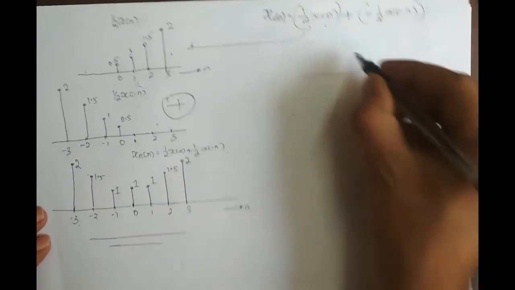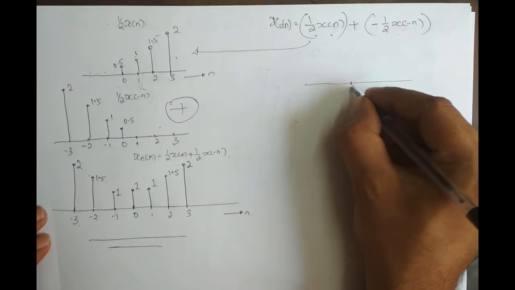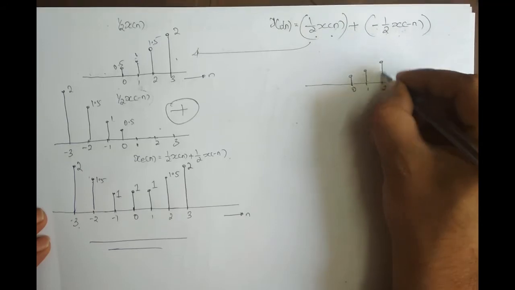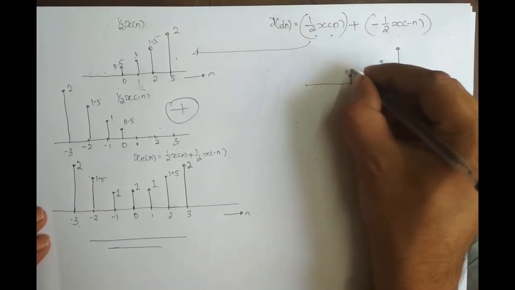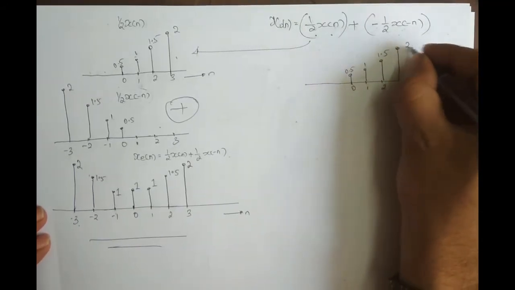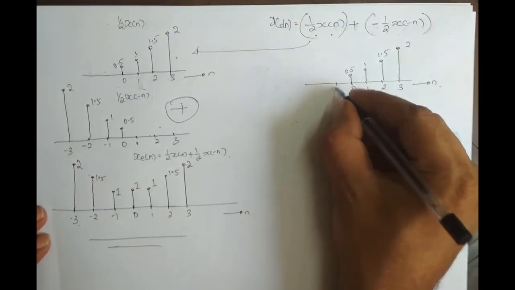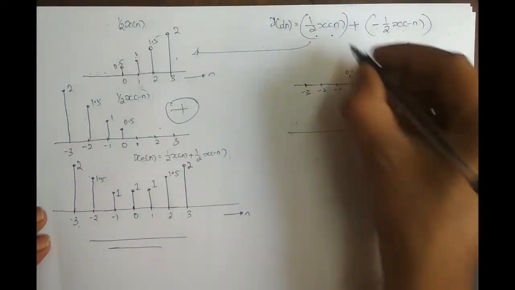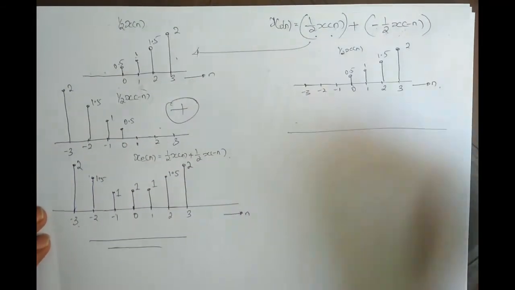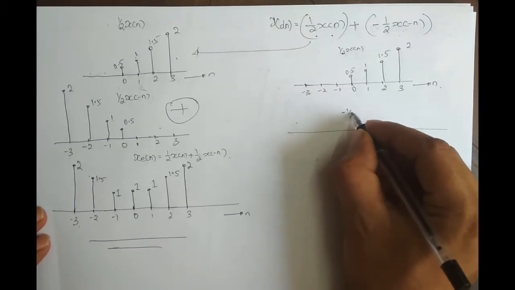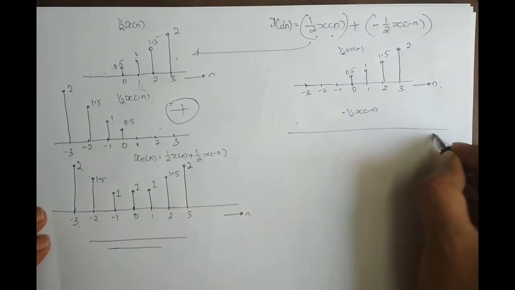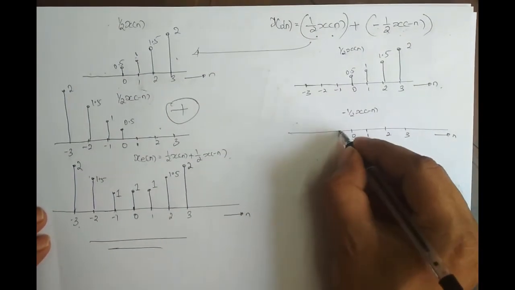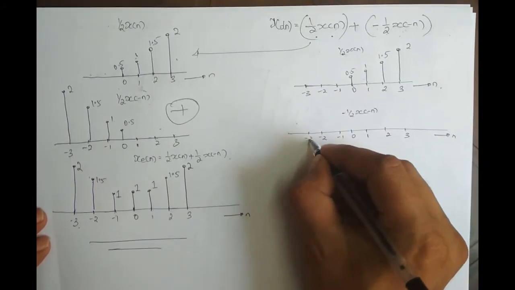So first is half of x of n. So it is 0, 1, 2, 3. So it is 0.5, 1, 1.5, 2, right? 0.5, 1, 1.5, 2. So this is the independent variable. So this is minus 1, minus 2, and minus 3. What is this? Half of x of n. Now what I need is minus of half of x of minus n, right? So 0, 1, 2, 3, minus 1, minus 2, minus 3.